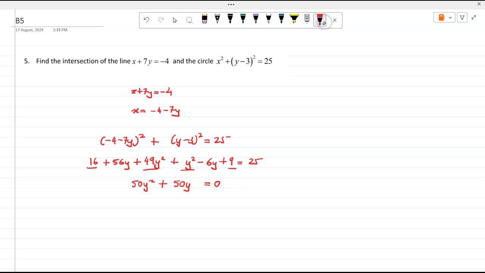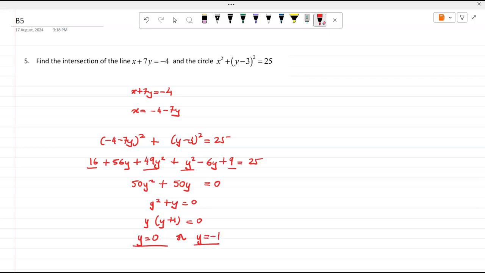I can divide it by y. You can divide by 50. You can't divide by a variable. Y squared plus y. Take y common: y in brackets y plus 1. So y is equal to 0 or y is equal to minus 1.